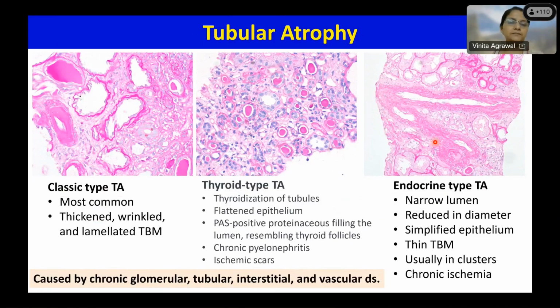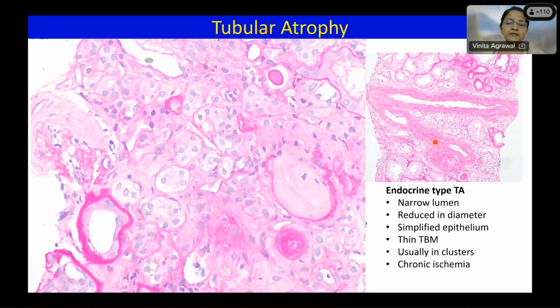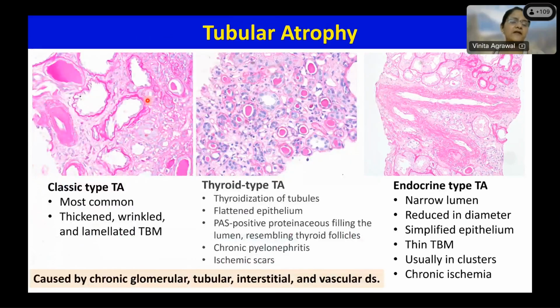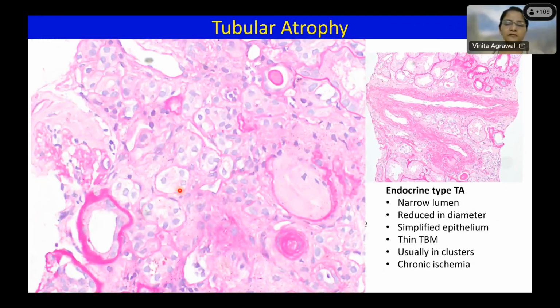This is a typical endocrine type of tubular atrophy, where you have a narrow lumen, but the cells are not very damaged. You have reduced diameter of the tubule and simplified epithelium. You compare it with the previous classical type of tubular atrophy, where you can see the typical flattening of the tubular epithelial cells. Whereas in this endocrine type of tubular atrophy, there is reduction in the diameter, and usually they appear in clusters, and it is typically seen in chronic ischemia.